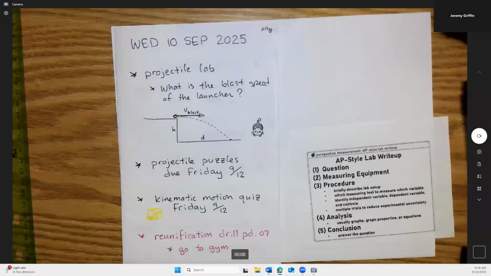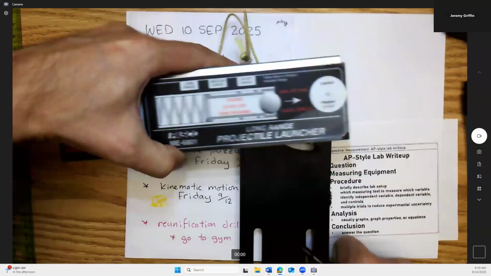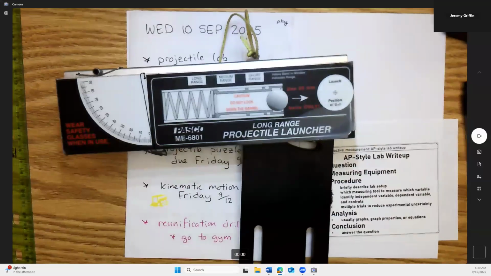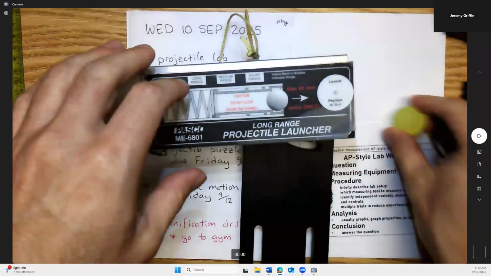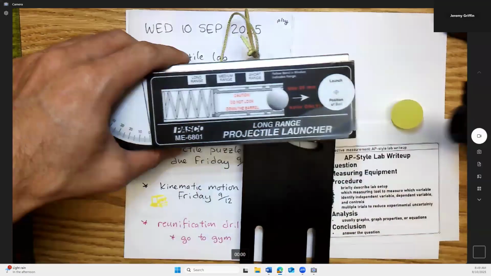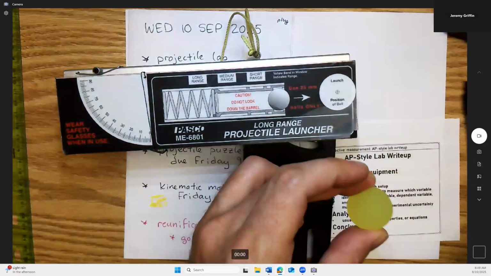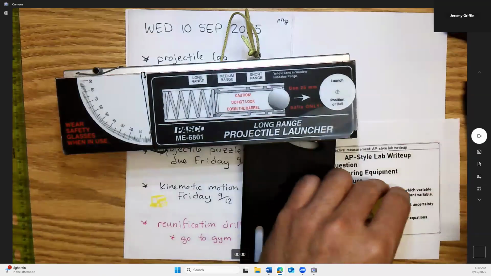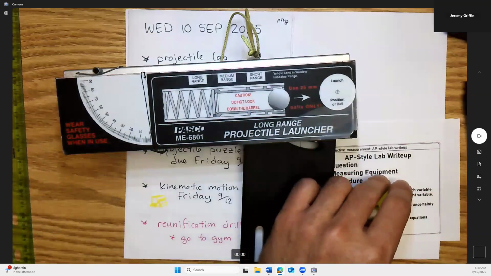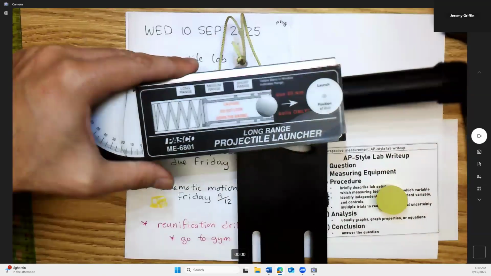Alright, so you guys have some equipment. You have these ball launchers and balls. Let me remind you how to use these. You have a ramrod so you can compress the spring. Do you want to put the ball in first and then ramrod it, or ramrod it first and then put the ball in? Ramrod first.